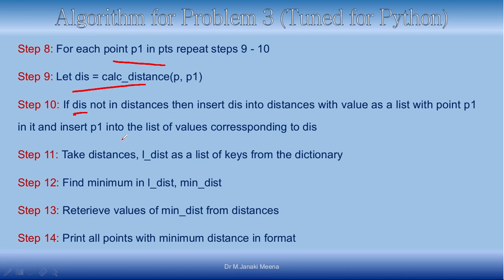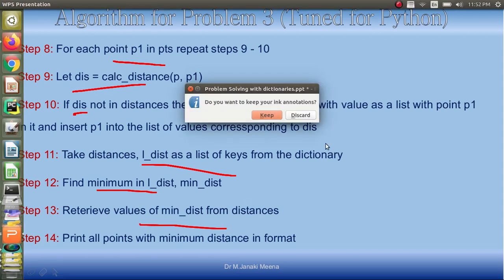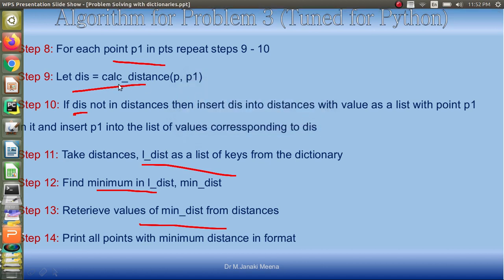After finishing this process for each of the points in the list, what you are going to do? You are going to take the keys, the list of keys. Let me call that as LDist, and then you are going to find the minimum value, and you are going to get the points which are having the minimum, and you are going to print it, right? So this is the algorithm, and I have used a function in this, that is cal underscore distance.